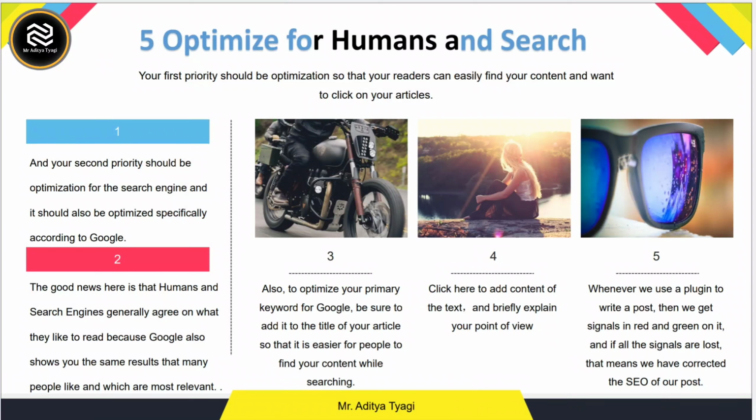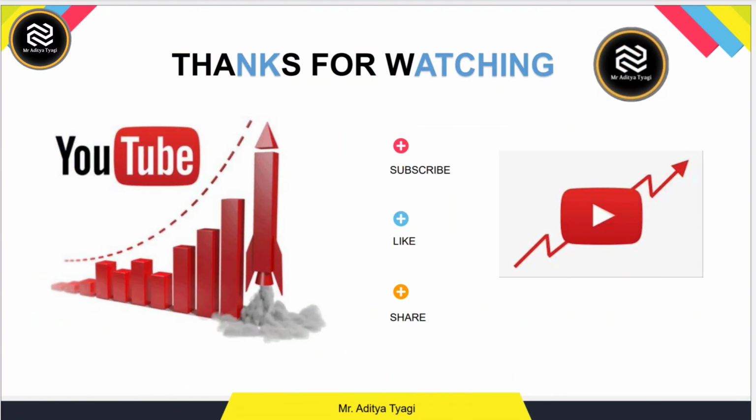Whenever we use a plugin to write a post, then we get signals in red and green on it, and if all the signals are green, that means we have corrected the SEO of our post. This is the information about how to make all signals green in Yoast SEO plugin.